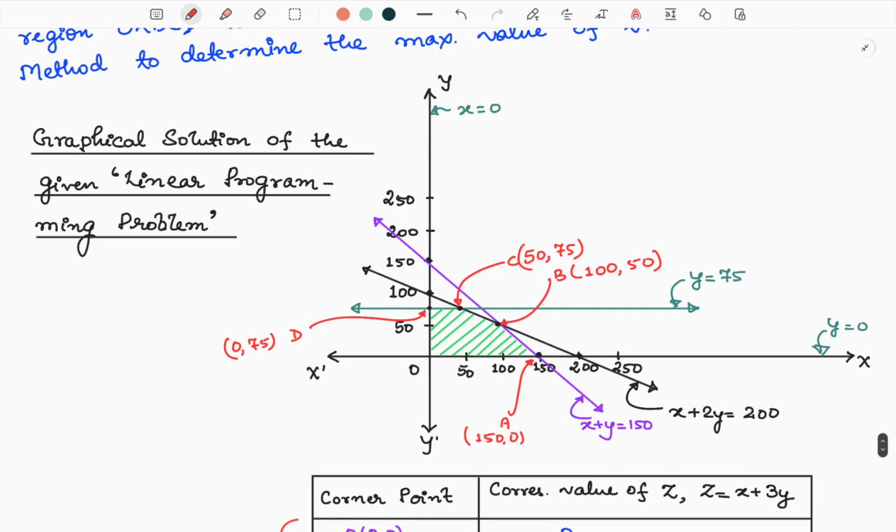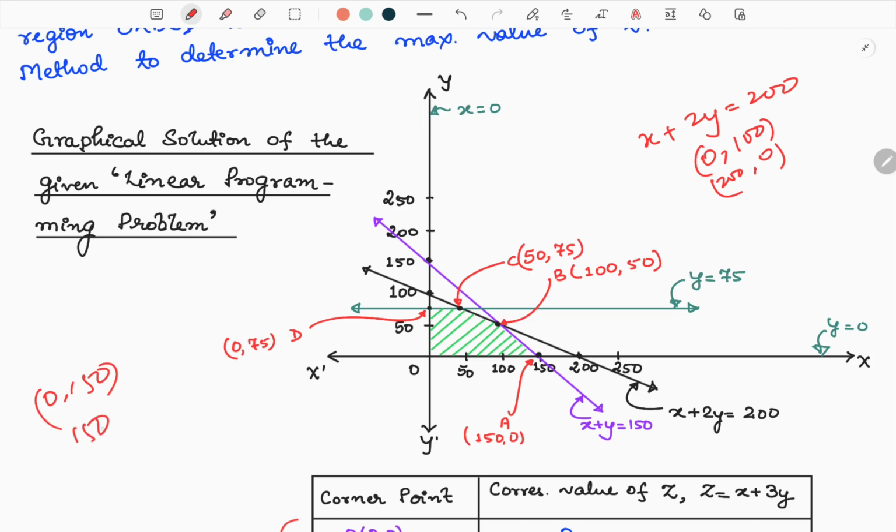You should know how to draw the graph of x plus 2y is equal to 200, and if you don't know, let me give you. If you put the value of x as 0, you will get y as 100, and if you put the value of y as 0, you will get x as 200. And for x plus y is equal to 150, you will get 0 comma 150 and 150 comma 0. And for y is equal to 75, it will be a horizontal line parallel to the x-axis.